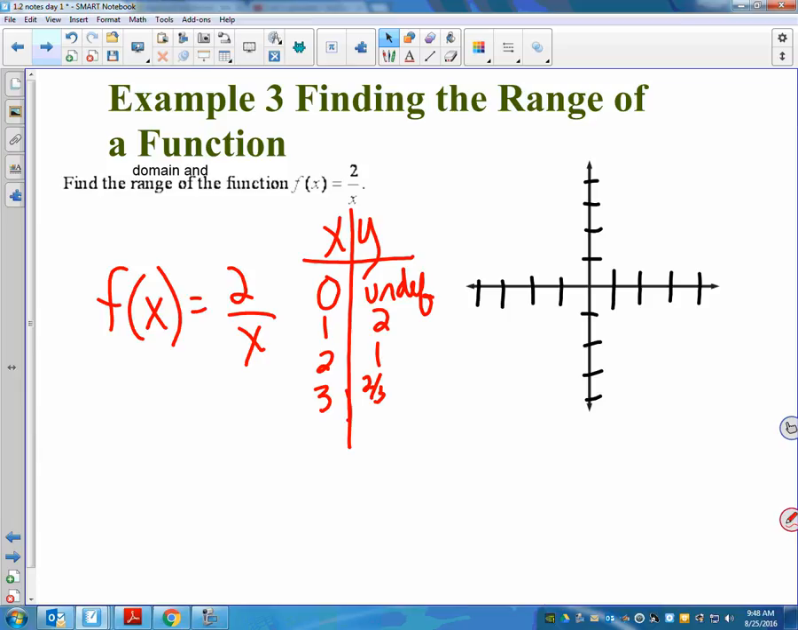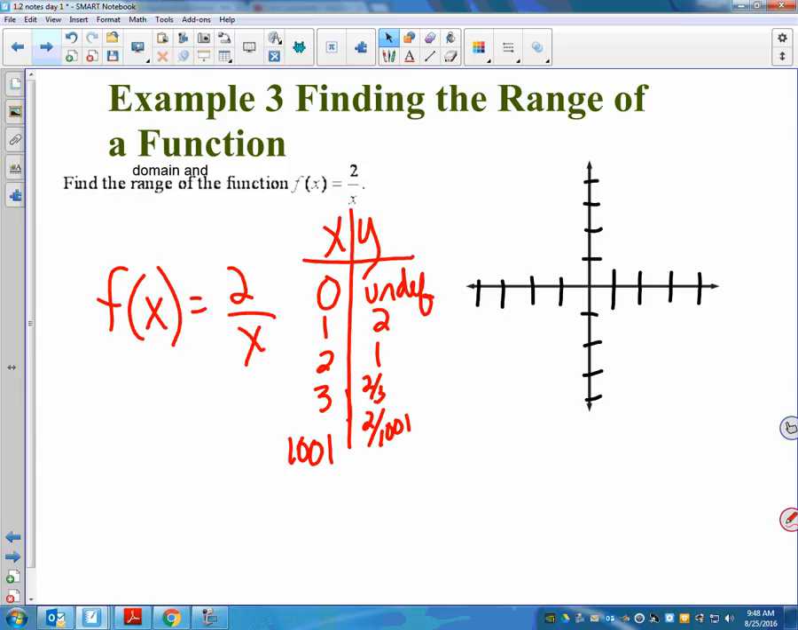If I pick 1,000, I don't want it to reduce, so I'm going to pick. If I pick 1,001, I would get 2 over 1,001. If I picked 1,000,000, I would get 2 over 1,000,000. What is that getting closer and closer to, but not ever actually reaching? It's getting closer to infinity? 0.